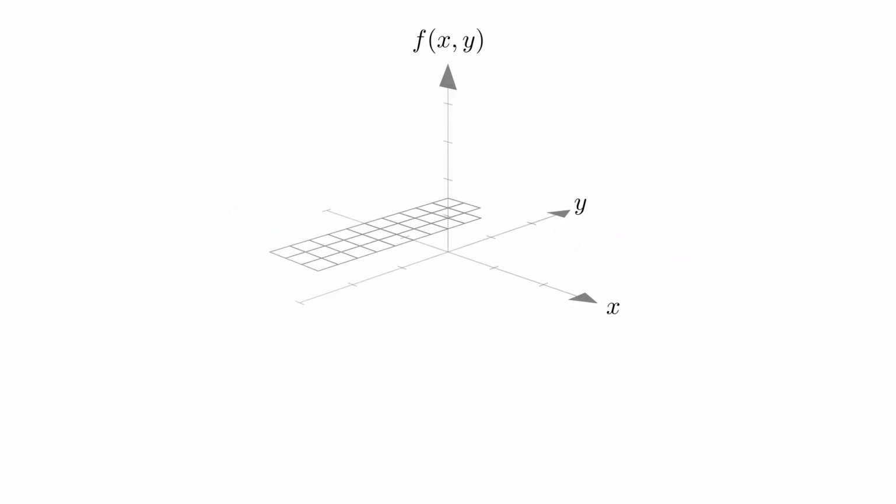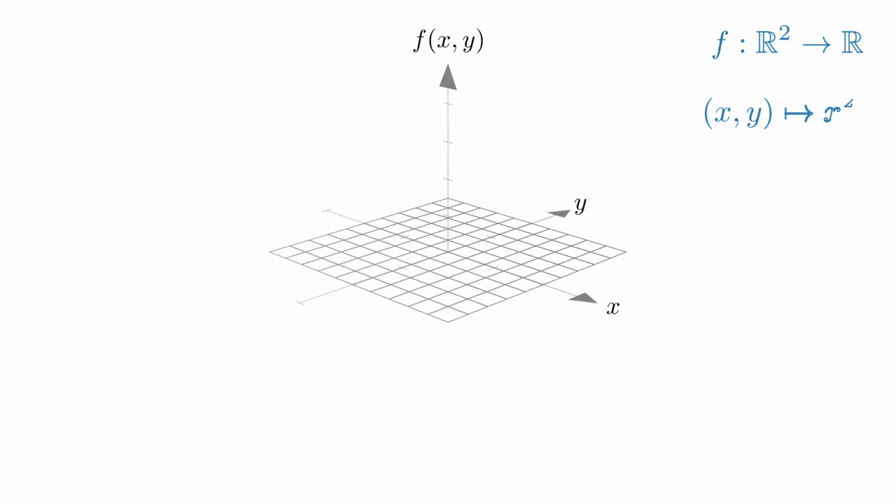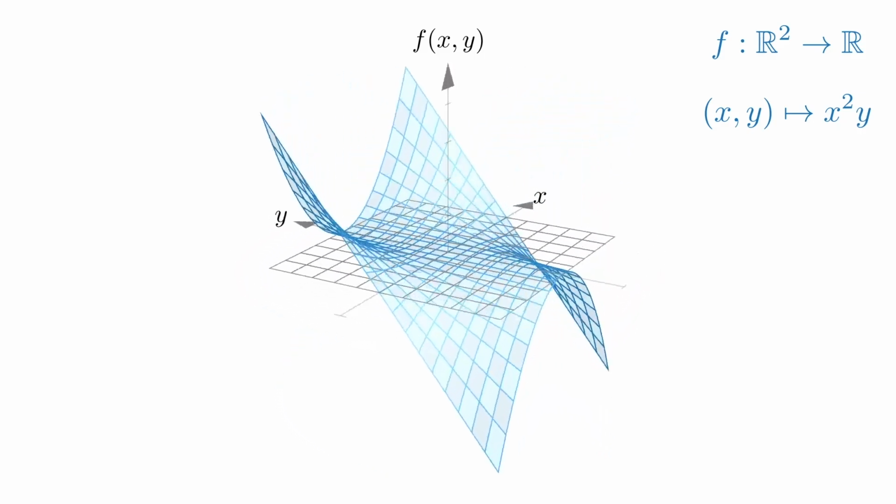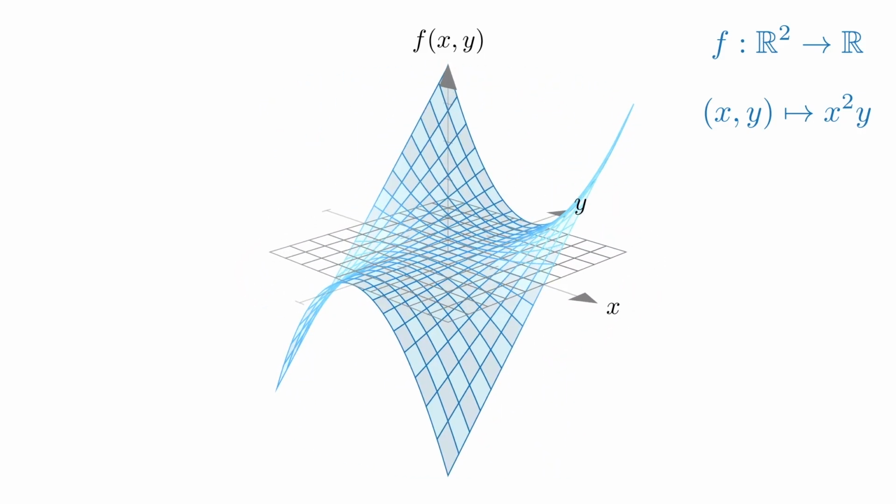We take the function f of x comma y equals x squared times y. This is a scalar function on the xy plane, so to visualize it, we plot its value as height above each point of the plane. That gives us the blue surface you see here.